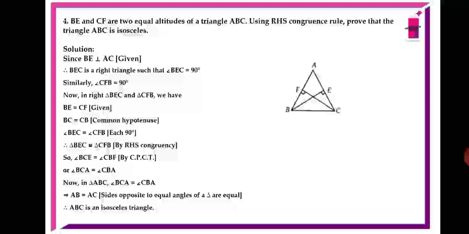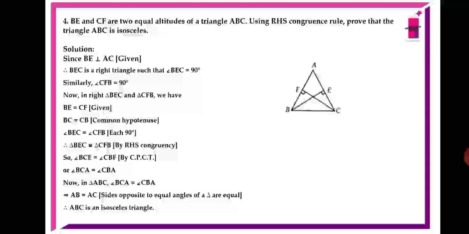Since BE is perpendicular to AC, given, therefore BEC is a right triangle such that angle BEC equal to 90 degrees. Similarly, angle CFB equal to 90 degrees. Now in right triangle BEC and triangle CFB, we have BE equal to CF, this is given data; BC equal to CB, common hypotenuse; angle BEC equal to angle CFB, each 90 degrees. Therefore, triangle BEC is congruent to triangle CFB by RHS congruency rule.